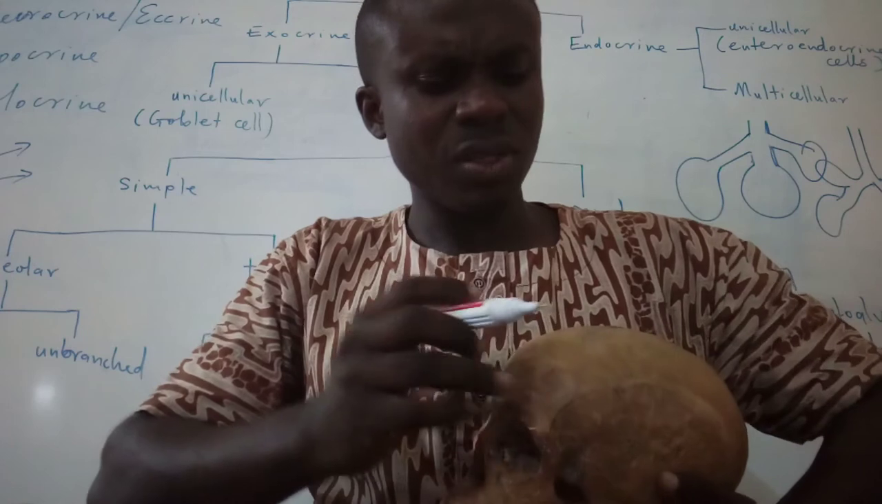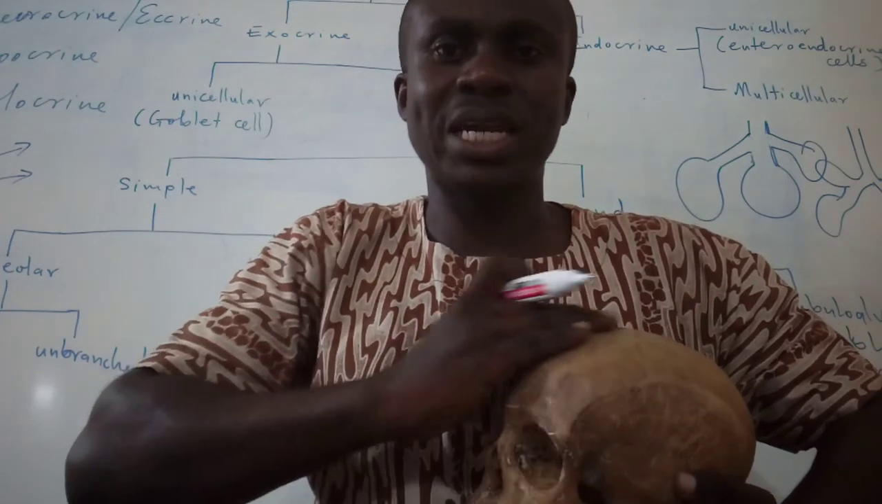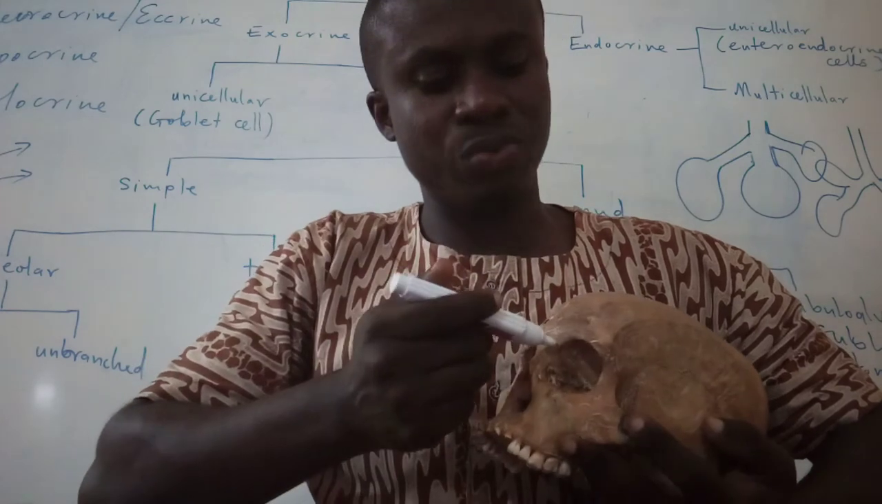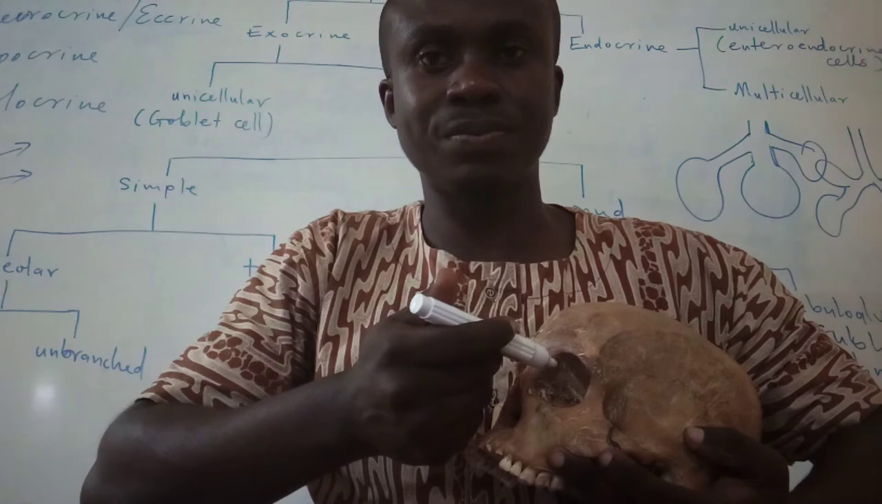Now, this part is very flat, and therefore we call it the squamous part of the frontal bone. Because this portion is forming the roof of the orbit, we call it the orbital part of the frontal bone.